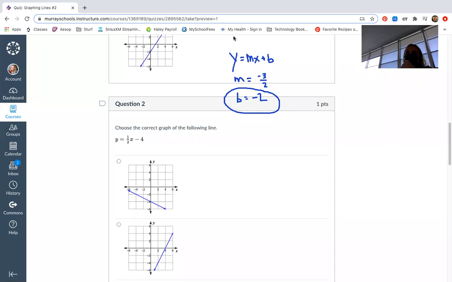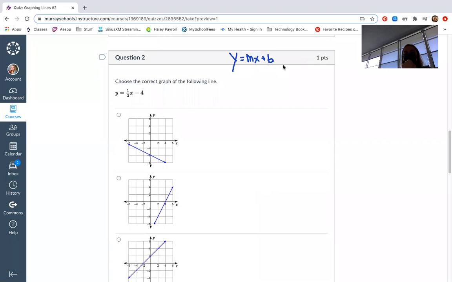All right, let's look at question number 2. On question 2, it says choose the correct graph for the following line. Again, we're using this formula, y equals mx plus b, and on every problem of your test, I expect to see m equals and b equals. All right, here my b value is on the end there. It's not 4, it's going to be -4. And the slope is the number in front of x, and that is going to be 1/2.